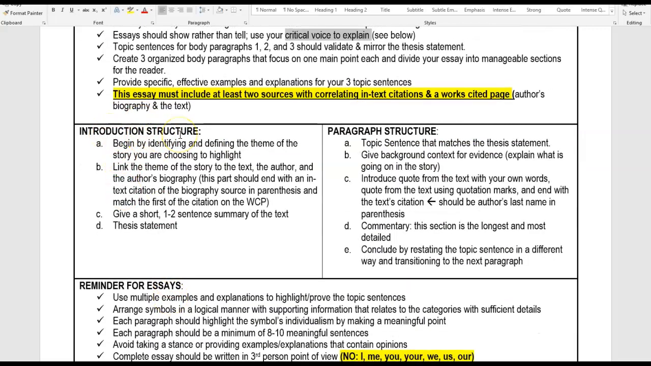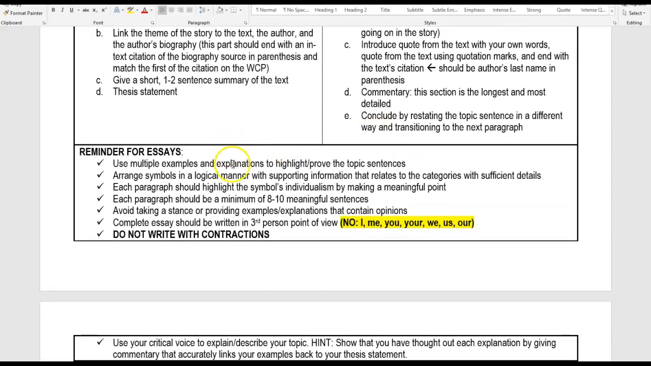Listed here is your introduction structure and paragraph structure, which is the same as the last 4 essays that you have written. Please use multiple examples and explanations to highlight and prove the topic sentences. You should arrange your symbols in a logical manner with supporting information that relates to the categories with sufficient details.